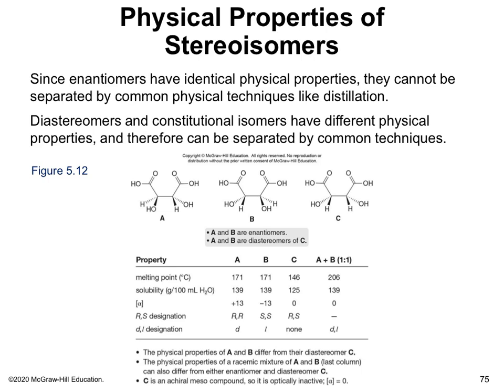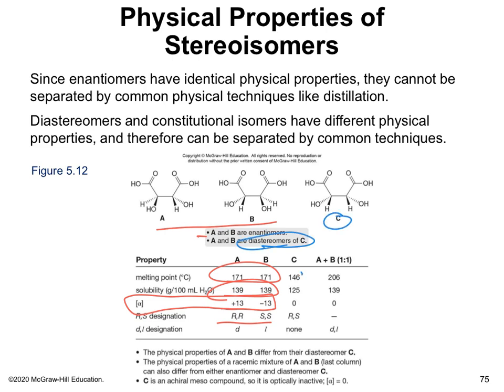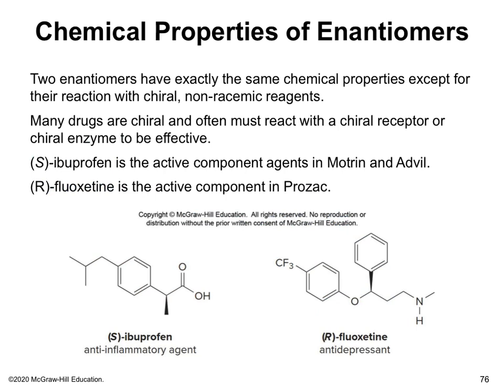This is just good to show you that A and B are enantiomers, so you can see that their melting points are the same, the solubility is the same. Their optical rotation is equal in magnitude but opposite in direction. And there's your designation. The C is a diastereomer, and you see it's going to be different. 146, 125. So it has different chemical properties. Diastereomers can be separated.